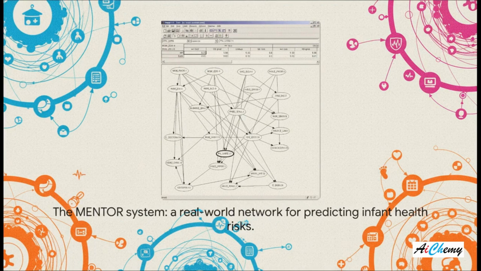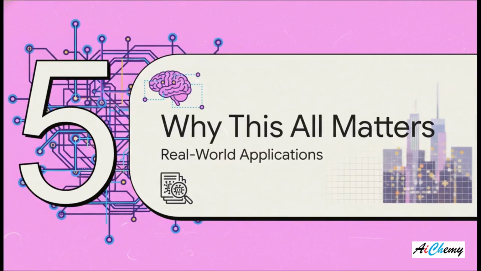And boom, this is what that looks like in the real world. This is a system called Mentor, and it's used to predict health risks in newborn babies. It looks insane, right? A total spider web. But I promise you, it's built using the exact same simple rules we just used for our little cold and sneezing example. Okay, so why does any of this matter?